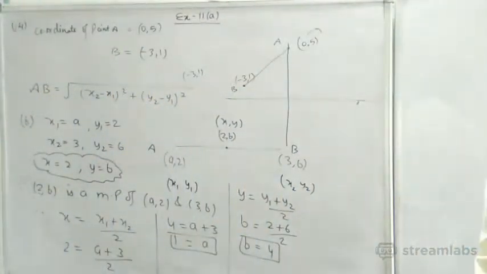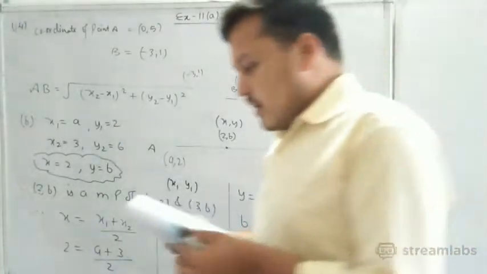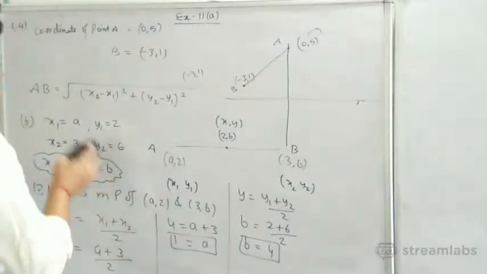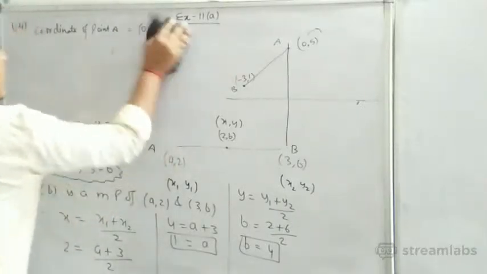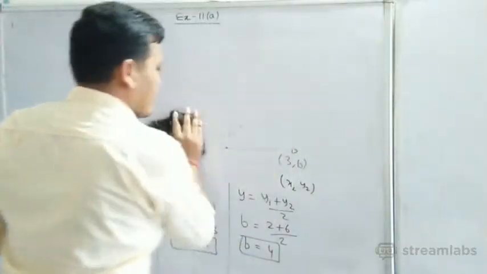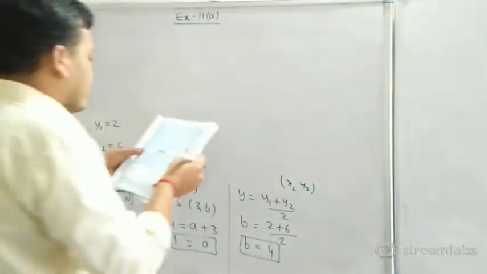Okay, next question, question number 15. A and B meet the x-axis at point P. It is a repeated question. I am just explaining how we can solve this question, and after that you can try to solve it. Question number 15, and then 16 is very important for your examination.